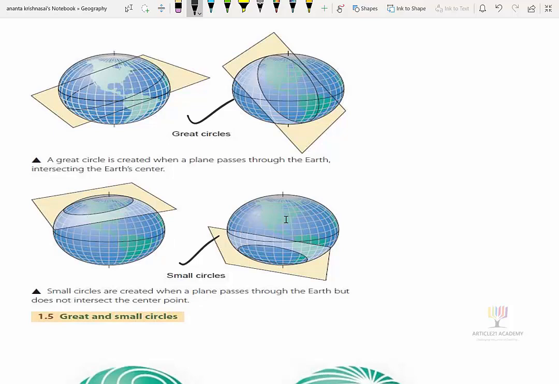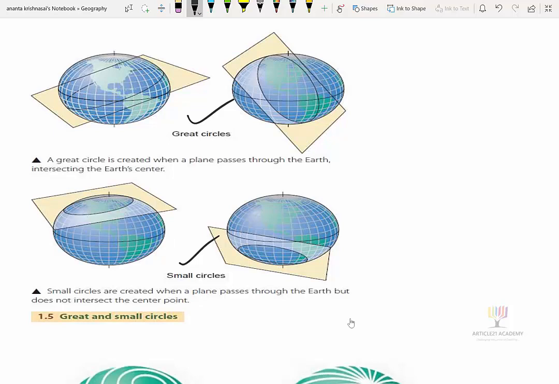There can be a number of great circles, and there can be a number of small circles. However, the great circle which passes through the center of the Earth and which is perpendicular to the plane through which the axis of the Earth is passing is called the equator. There is only one possibility, and hence it is called the equator because it divides the Earth into two equal halves.